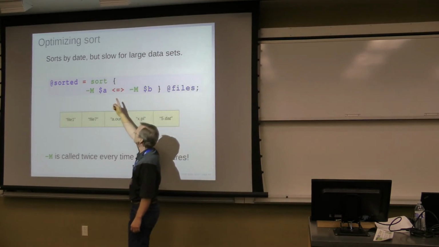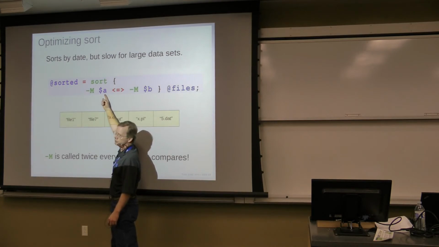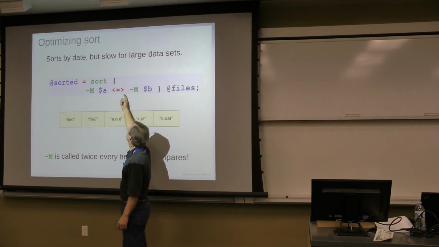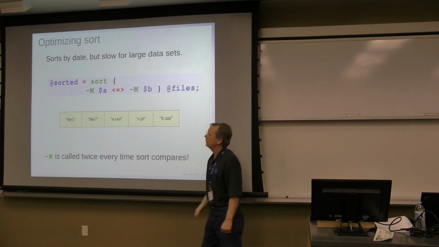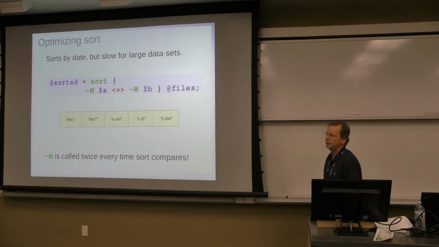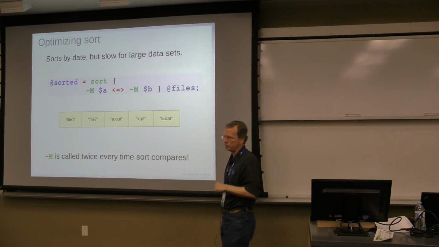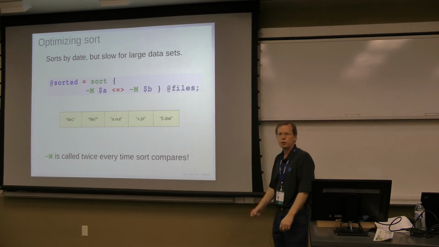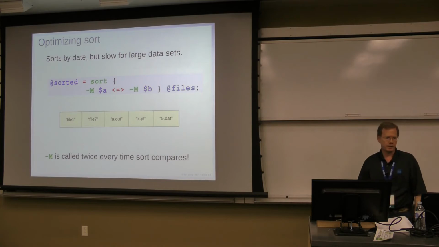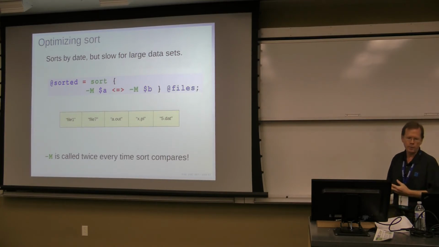So we would do that this way. We would say sort -M $a, numeric compare, -M $b. But the problem with that is -M is called twice every time it does a compare, and it'll be doing it lots of times. Now, there may be some internal caching that helps with some of that, but still, it's going to be a lot slower than just doing the -M once and saving it. So let's do that. We want to save it.